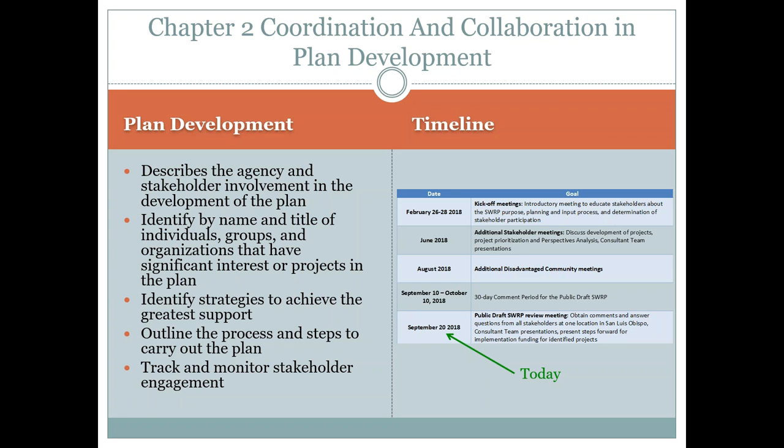But you can see we started back in February. We spent many months working with outreach, the consultant team, and stakeholders, identifying who those people were. Chapter 2 goes through how we figured out who was a stakeholder, who we should be contacting, how to develop a TAC, a technical advisory committee, how the project management team works together, et cetera.